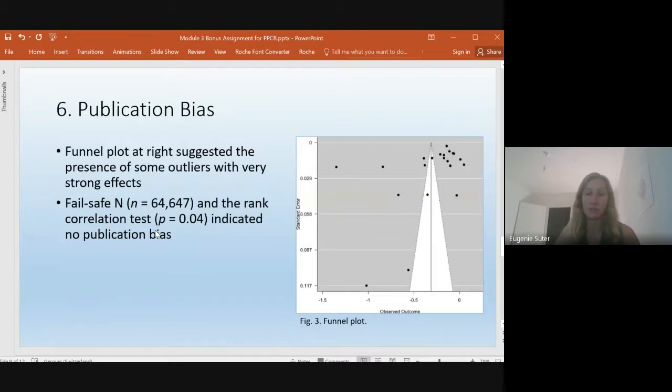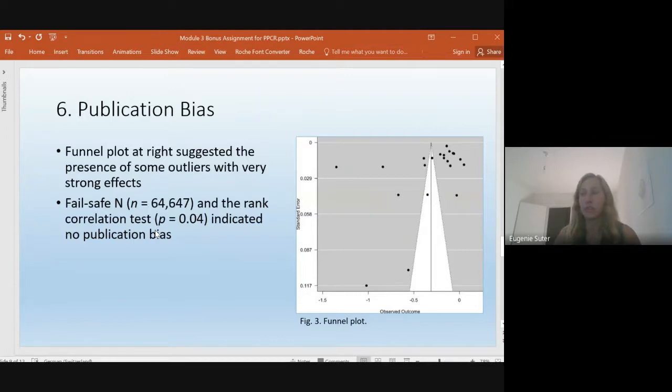My sixth and final topic before the conclusions is publication bias. As we would expect, the authors used a funnel plot in order to evaluate this, and you can see that shown here on the right, so that you can get an impression of it. What the authors found was that the plot suggested the presence of some outliers with very strong effects, and you can see those here on the left of this graph.